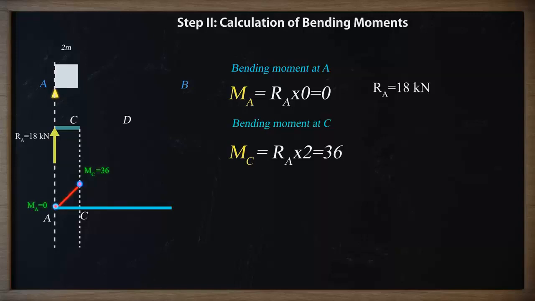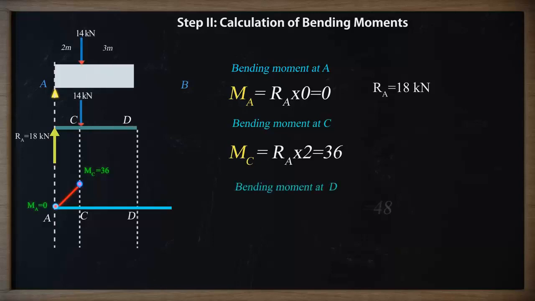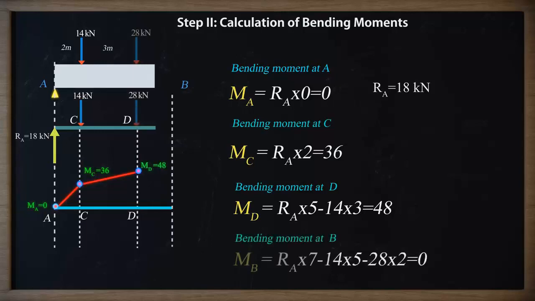As force 14 kilonewton is passing through point C, its moment at point C will be 0, hence not considered at this point. Similarly, bending moment at point D is Ra multiplied by 5 minus 14 into 3, and its value is 48 kilonewton meter. Now finally, bending moment at point B is Ra into 7 minus 14 into 5 minus 28 into 2, and its value should come as 0 at support. This means our calculation of bending moment is right.